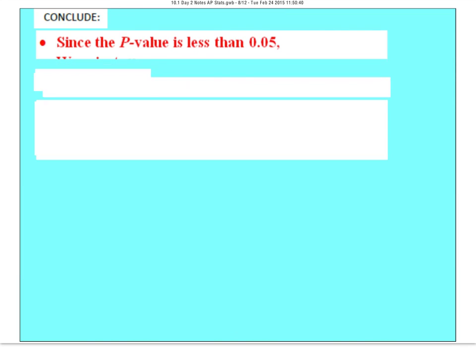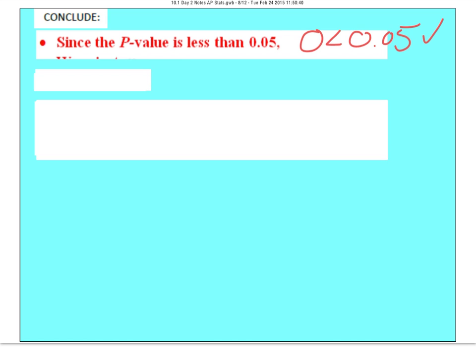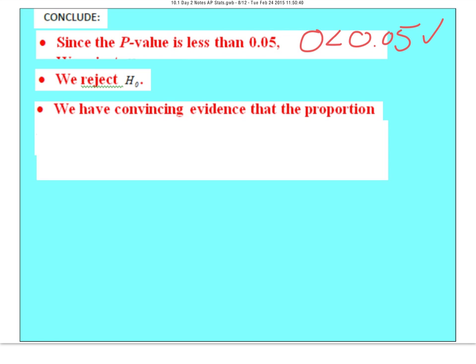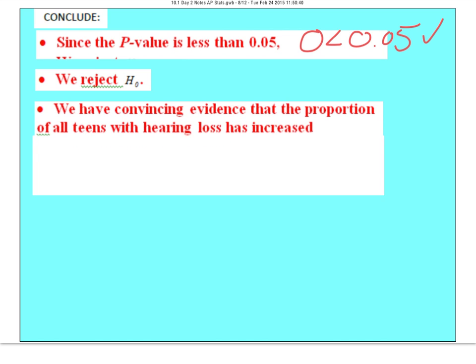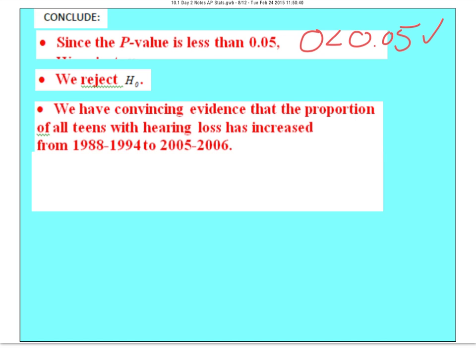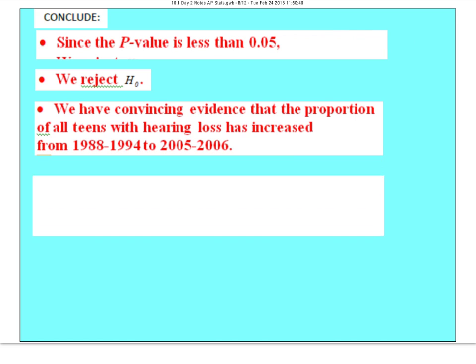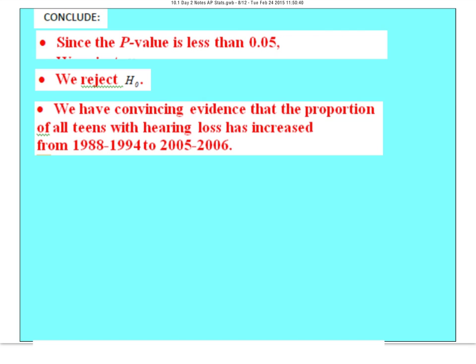First, I'm going to say, since p is less than 0.05, and let's write that down, we had 0 is less than 0.05. Since that's the case, we are going to reject H sub O, and we're going to conclude H sub A in context. So just read what H sub A says and just put it into words. Here's what we're going to say. We have convincing evidence that the proportion of all teens with hearing loss has increased from 1988 and 1994 to 2005 to 2006. This is just one way to make the conclusion.